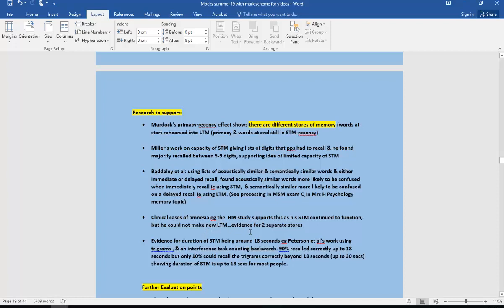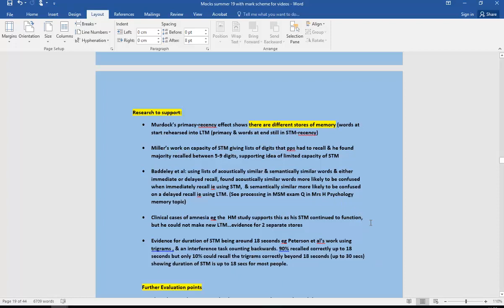We've also got clinical case studies like HM. The HM study supports this model because his short-term memory continued to function, but he couldn't get information into long term, therefore that flow wasn't working, and again it's evidence for two separate stores. We've also got evidence for the duration of short-term memory, for example Peterson with trigrams, which you've got here as well. So, plenty of research.